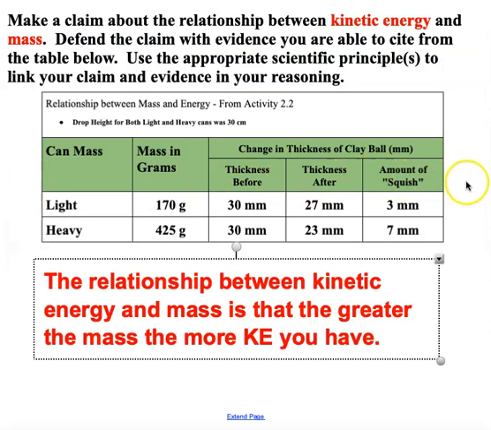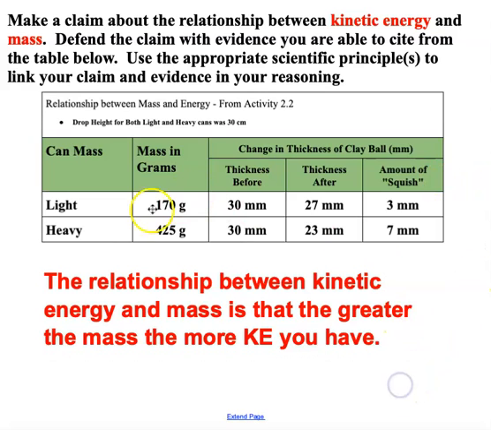Here we go. Let's get going. So you were supposed to make a claim about the relationship between KE and mass. Then you were supposed to write the CER defending that claim with evidence and then use appropriate scientific principles. So keep in mind here it says use appropriate scientific principles. And we'll come back to that in a little bit.